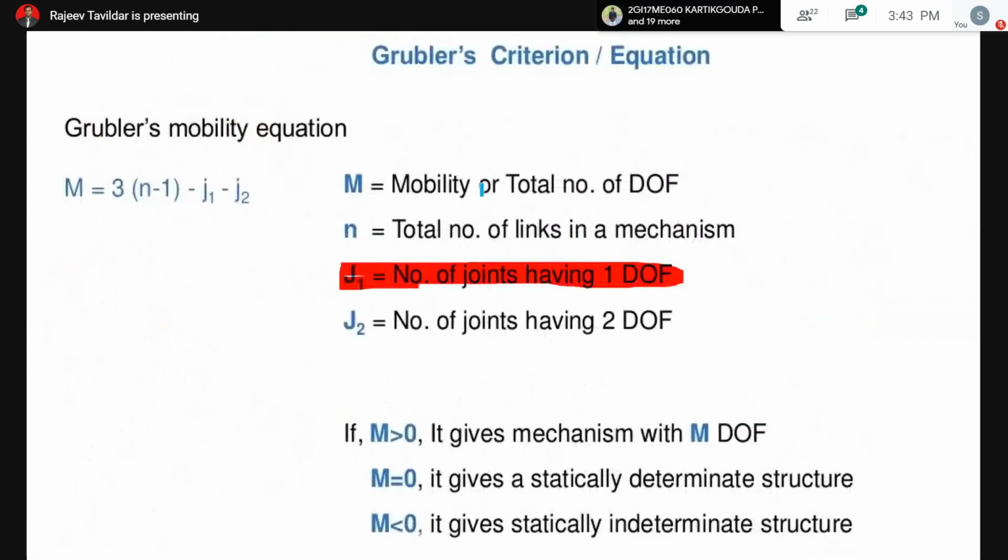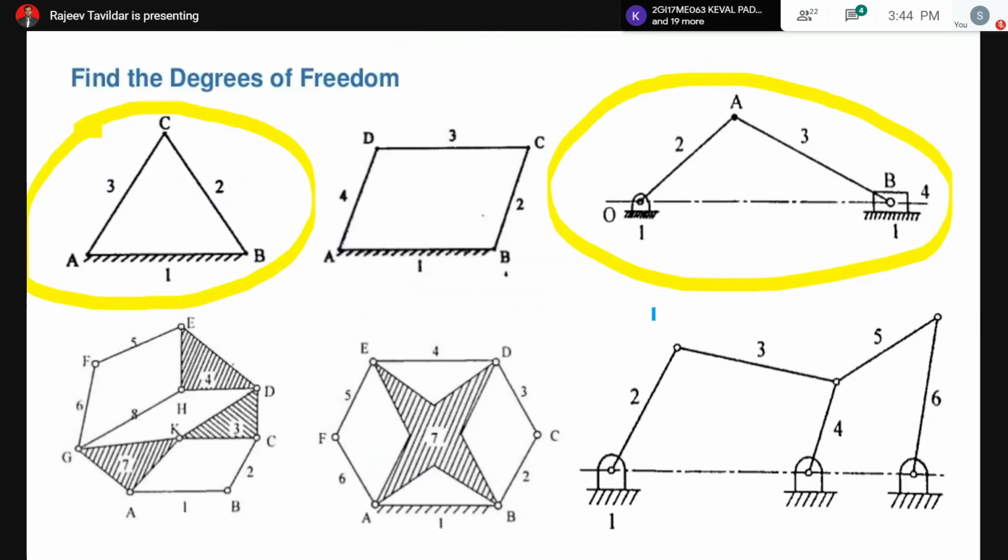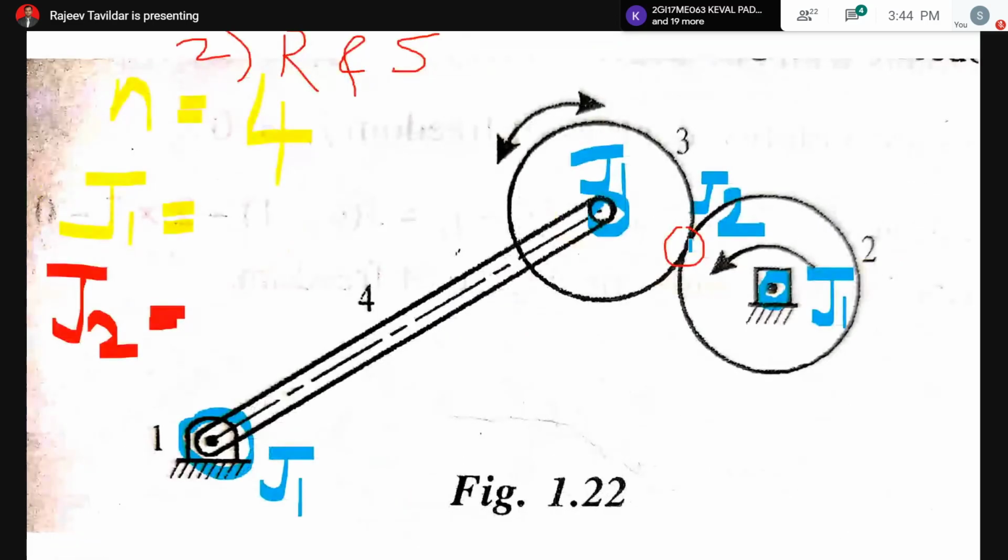Go back to the definition. J2 is the number of joints having 2 degrees of freedom. Okay. So here we are having a joint which has 2 degrees of freedom. 1 degree is rolling, another degree is slipping. Okay. So the value of J1 will be 1, 2, and 3. So only 3 J1 and we are having 1 J2.